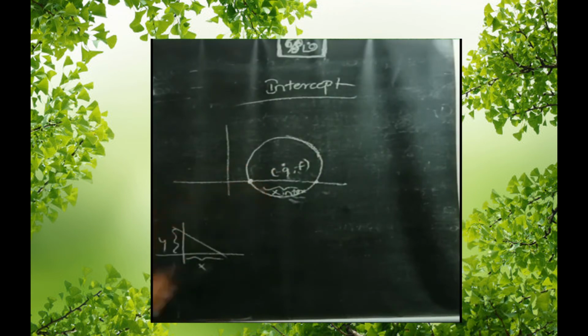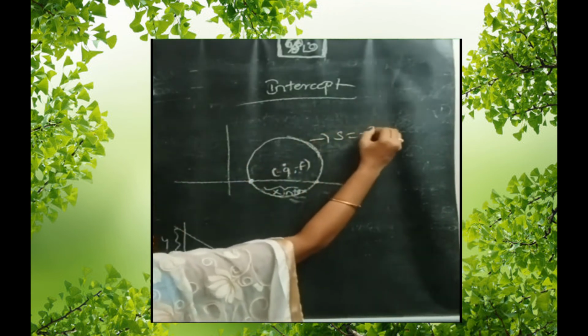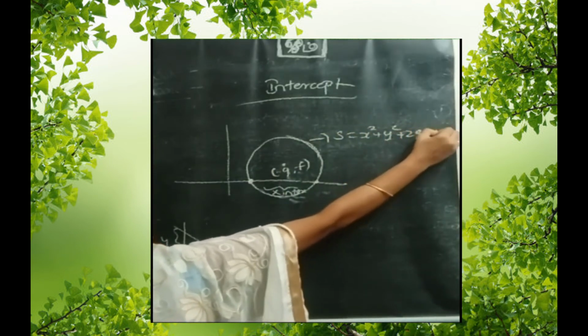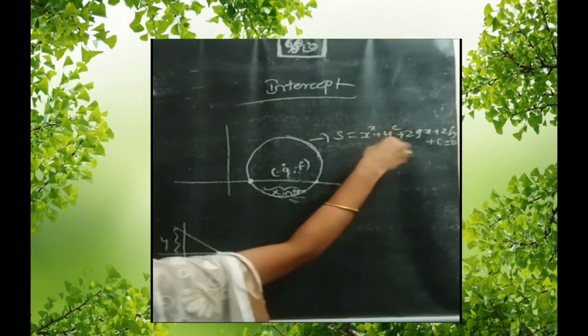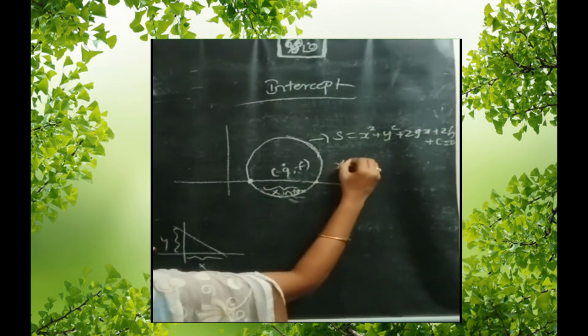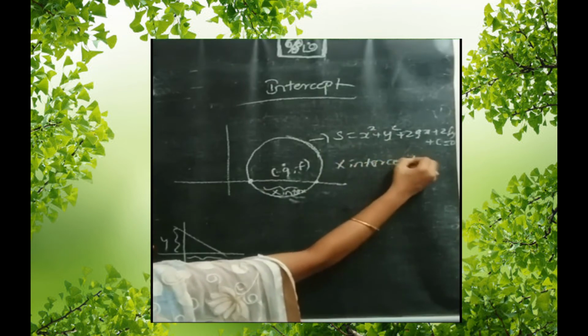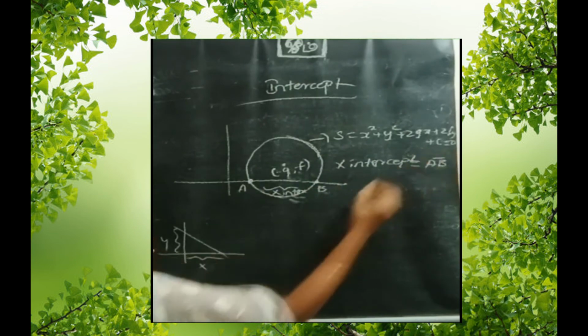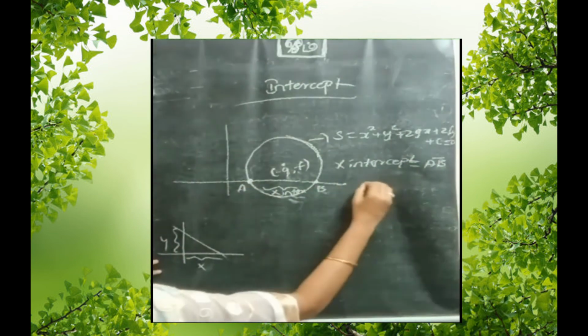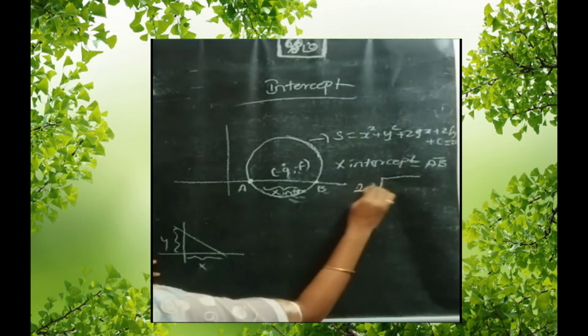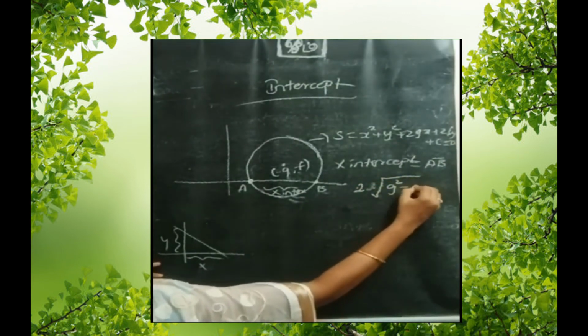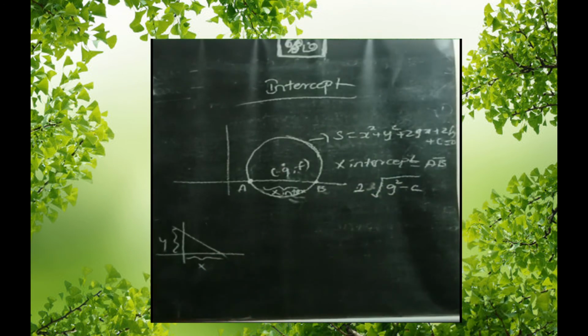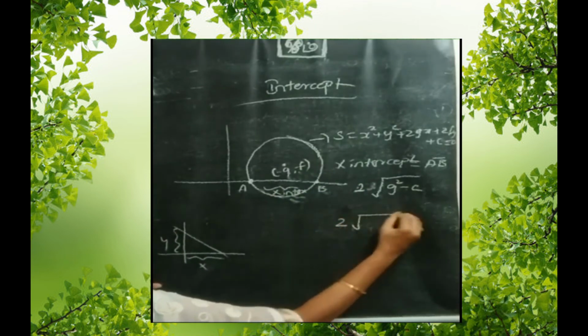Then the equation of the circle is x square plus y square plus 2gx plus 2fy plus c equals 0, which is the general form. Then the x intercept will be, this is A and B, that means the distance. Here the distance AB will be equal to 2 root of g square minus c, which is the formula for the x-intercept. Similarly, for the y-intercept, 2 root of f square minus c.